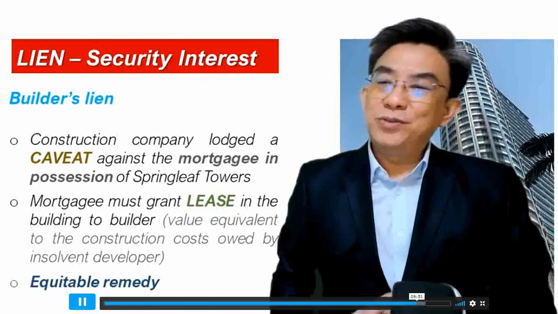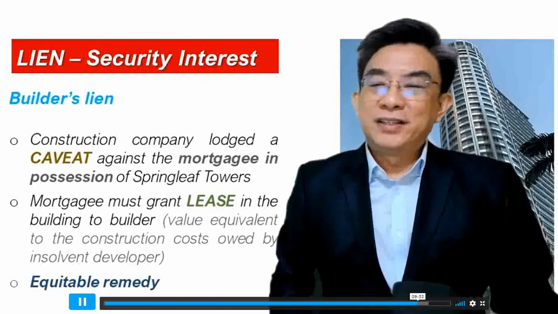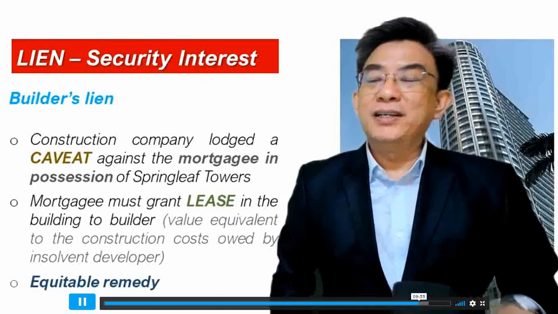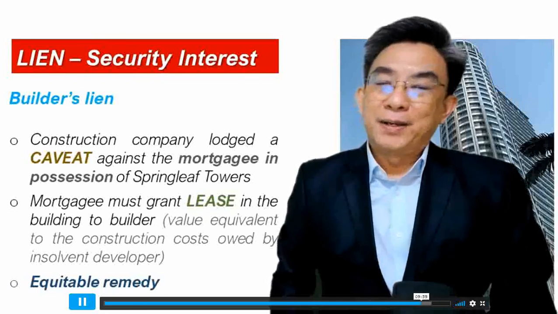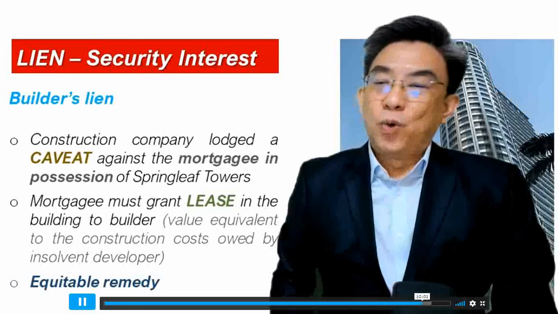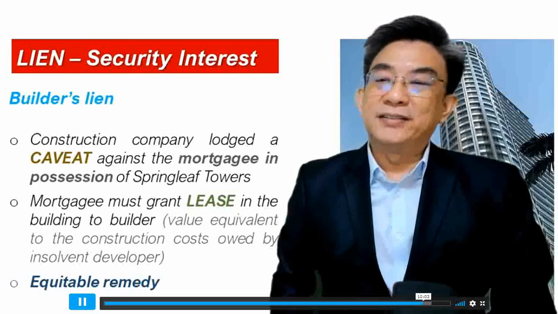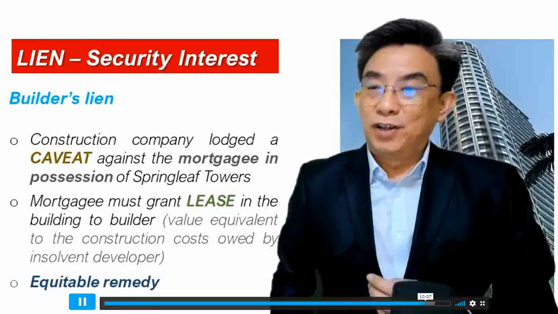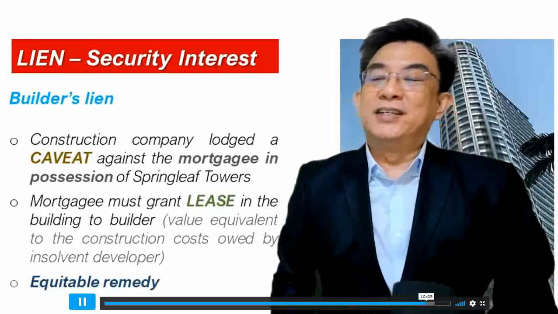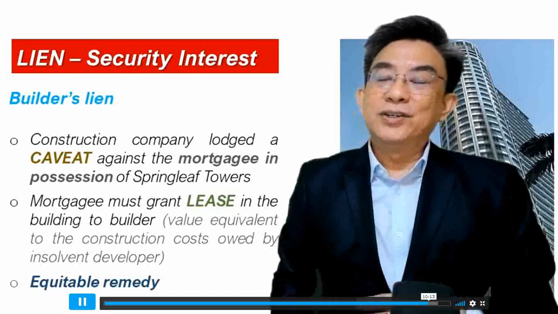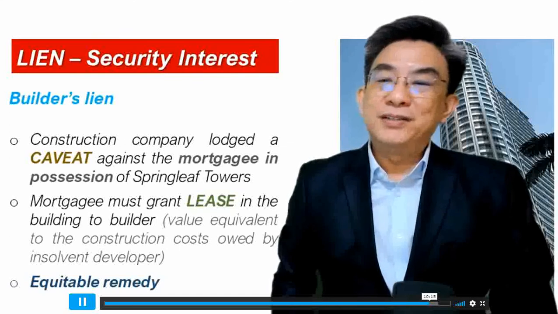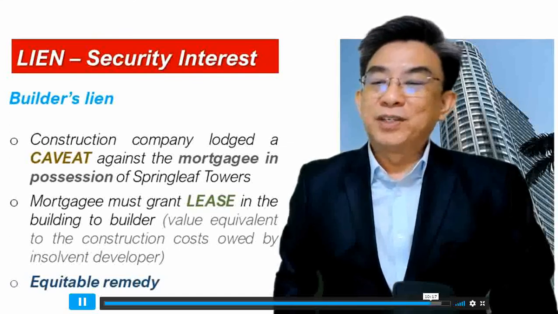Then why sue the bank? Why lodge a caveat against the bank? Because the developer already went bankrupt. So the mortgagee was in possession of the title. Therefore, the builder's lien must be lodged against the party in possession of the title. This whole court judgment is called equitable remedy.